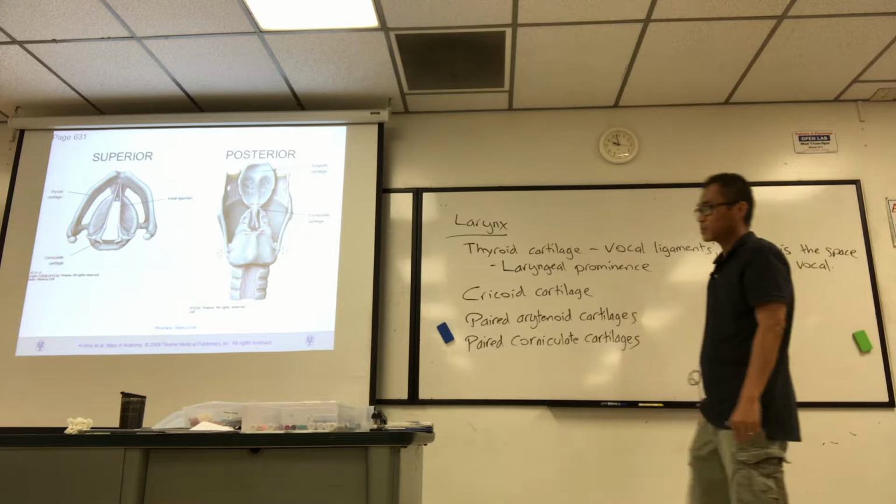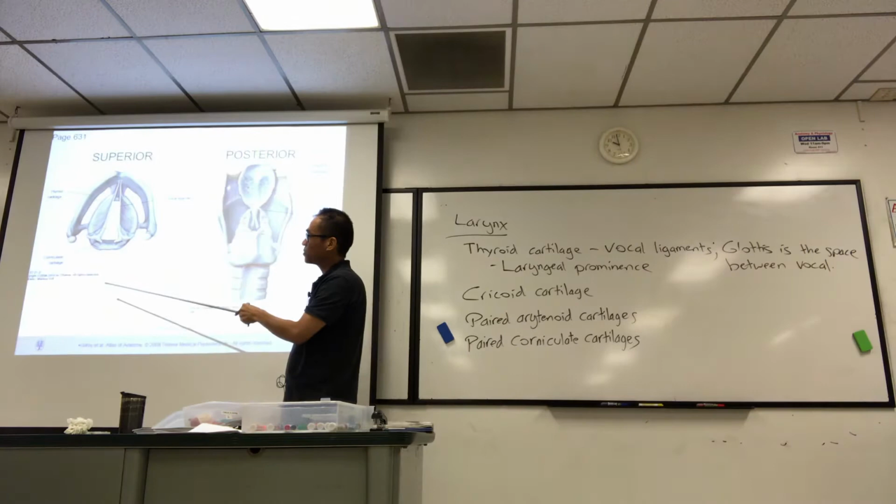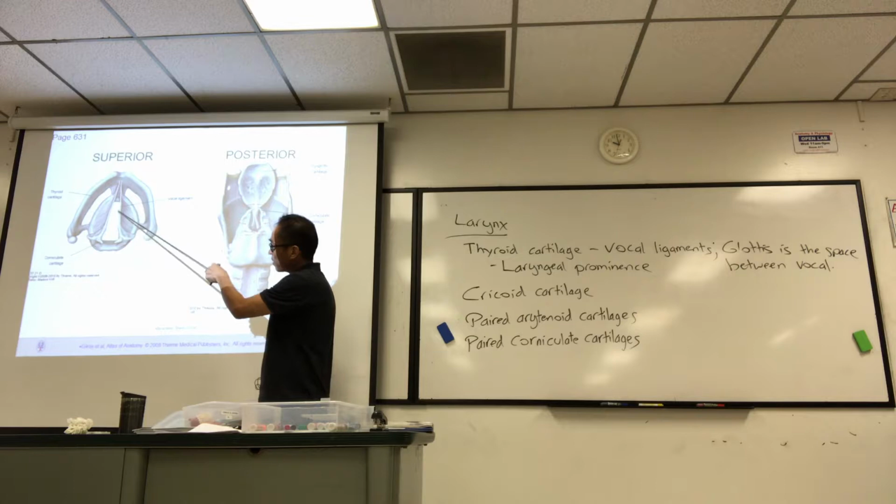So anyway, that's the space. That's the glottis. You see this V? When paramedic students practice intubating, they use their equipment. I've seen them do it a lot. They look for this V so they can put their tube down there. It's a very important thing for any paramedics.